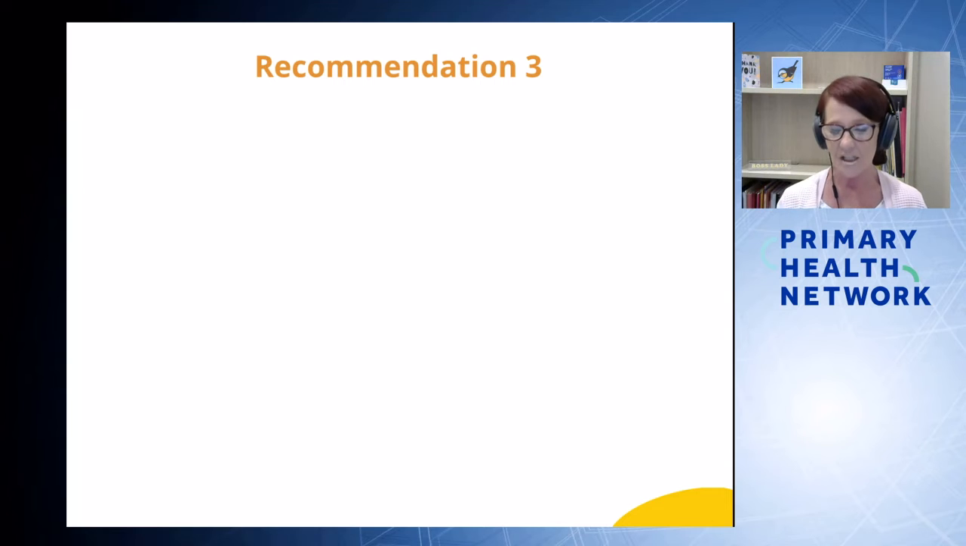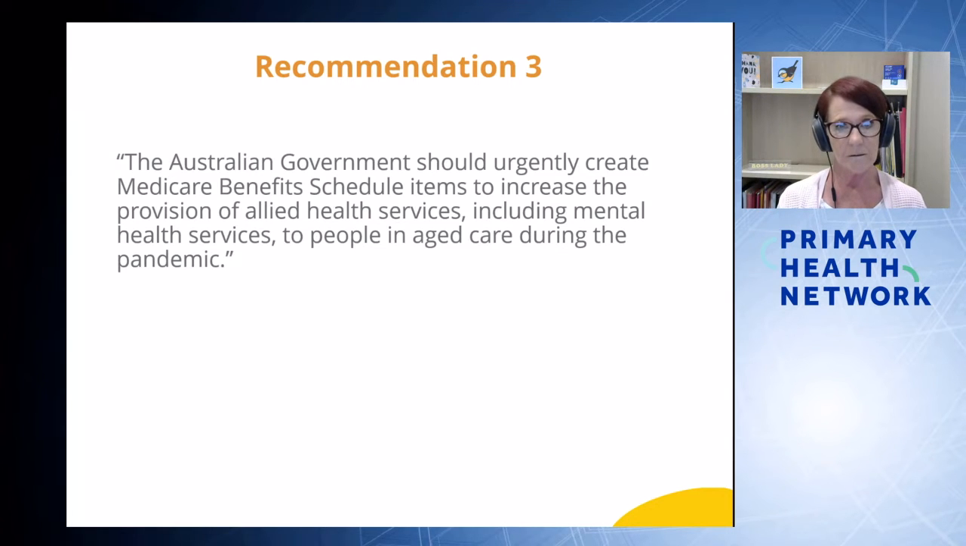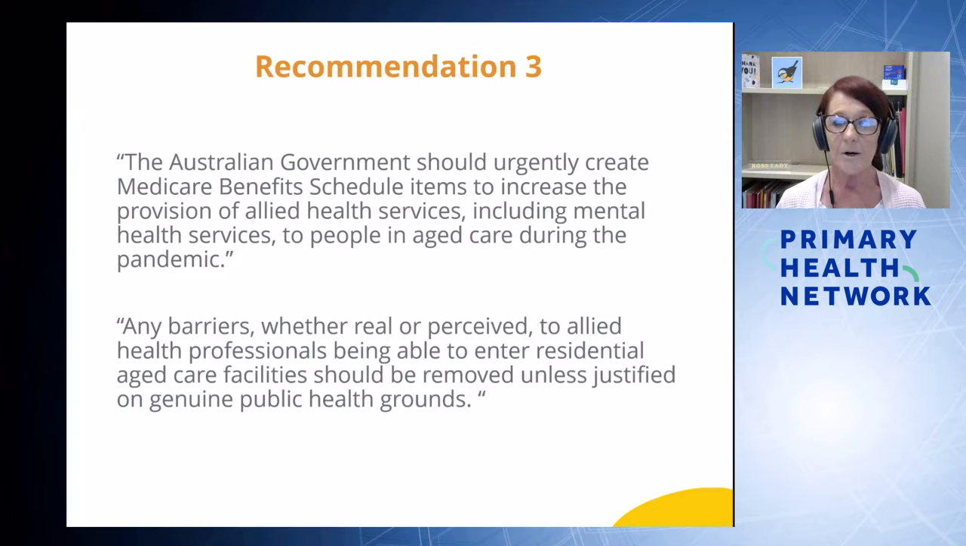So the first recommendation, number 3, states that the Australian government should urgently create Medicare benefit schedule items to increase the provision of allied health services, including mental health services, to people in aged care during the pandemic. Any barriers, whether real or perceived, to allied health professionals being able to enter residential aged care facilities should be removed, unless justified by public health reasons.